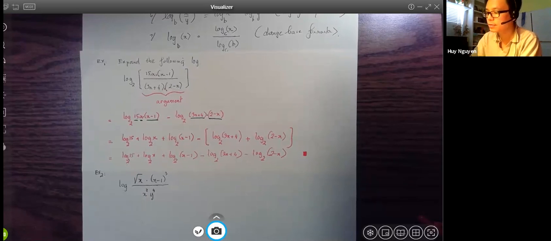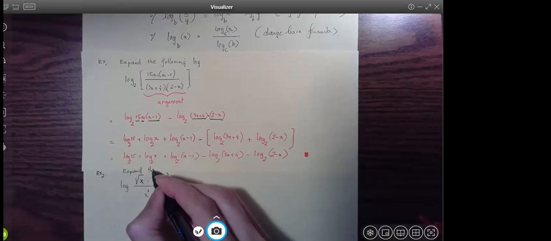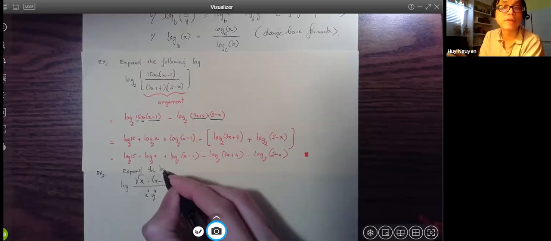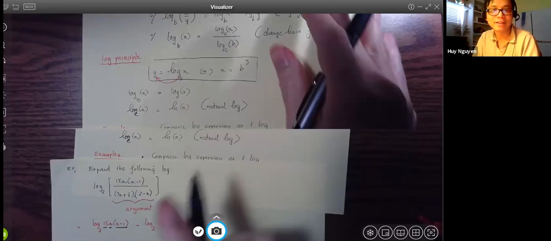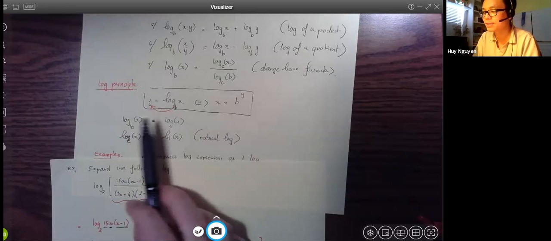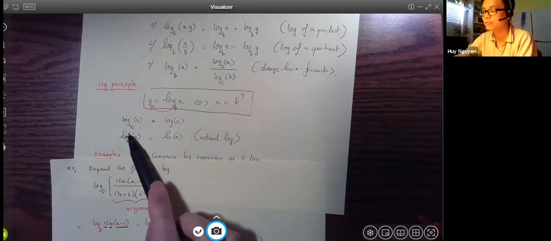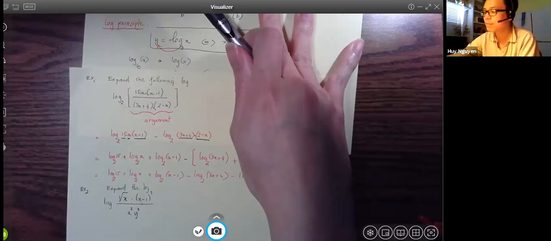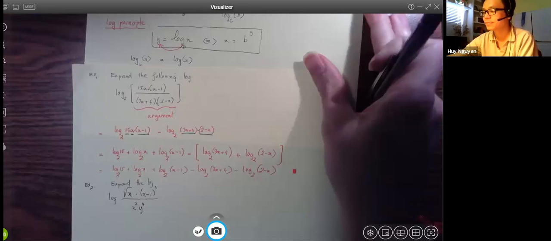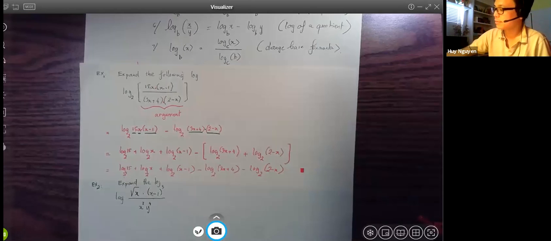Again, the question is: expand the log. Wait, there's no base. Base 10, we don't need to write a base. But nobody writes base 10. They just write log without the number 10. So I'm using base 10. All right, so how are we going to do this?